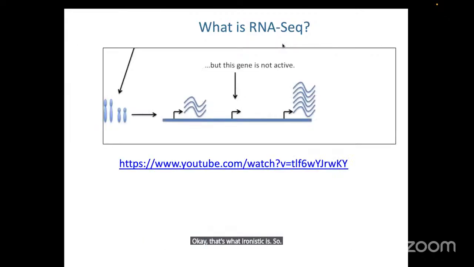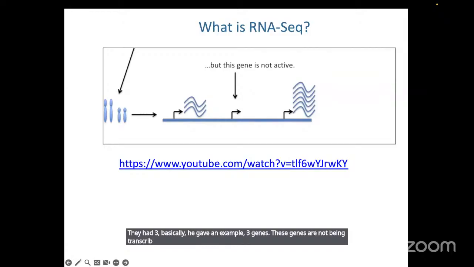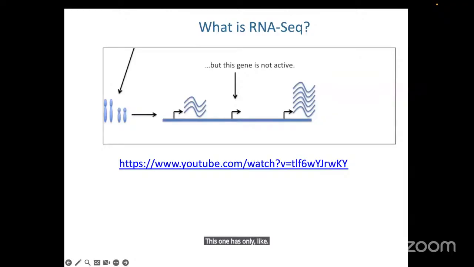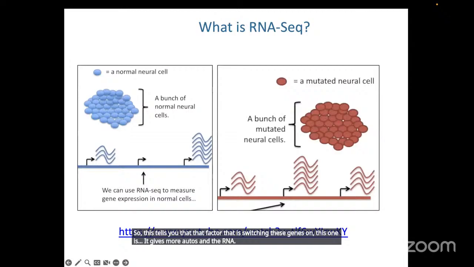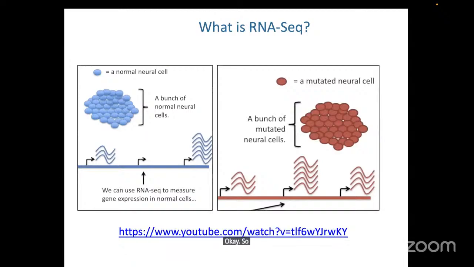Like in the video, you could see that these are chromosomes, and it gave an example of 3 genes. These genes are not being transcribed at all. This one has only like 3 messenger RNAs, and this one has more. So this tells you that the factor that is switching these genes on gives more messenger RNA. Okay. So he gave an example between the normal neural cells and the mutated one.